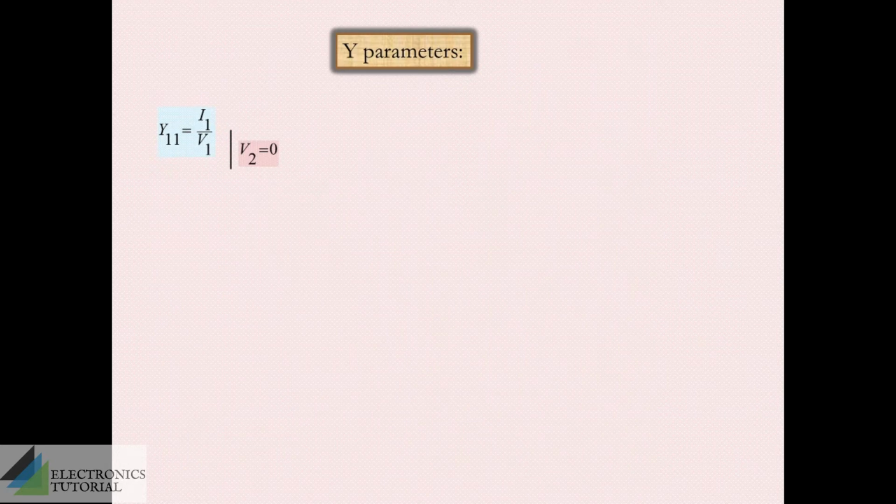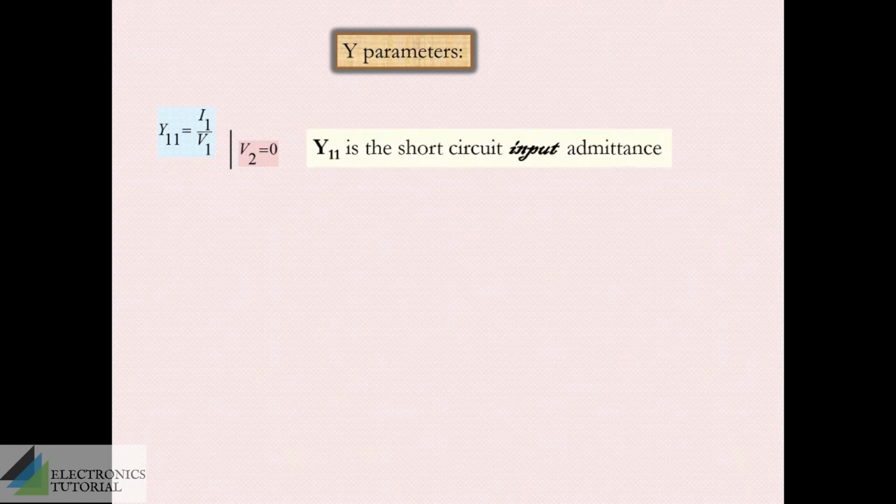Each parameter has its own name. Y11 indicates it will be seen in the first port, that is our input port. So this parameter can be termed as input admittance, and as it is obtained from short circuiting the circuit, it can be termed short circuit input admittance.